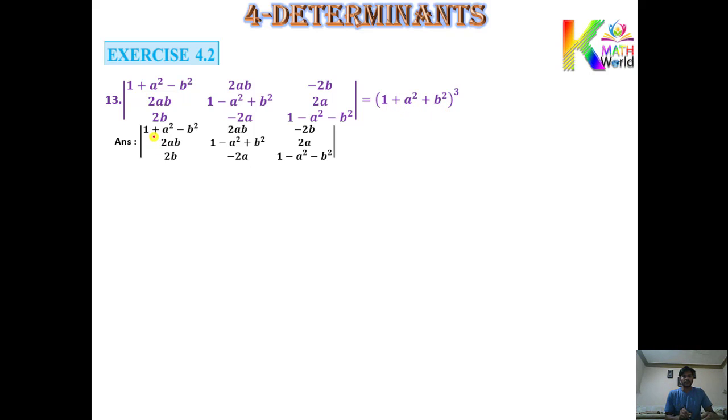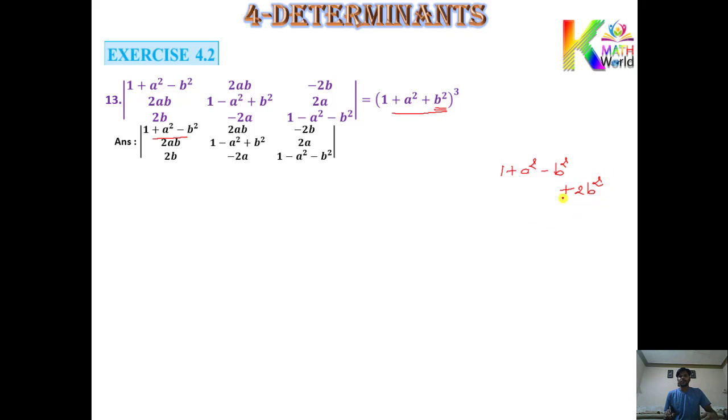If you see the question here, you have 1 plus a square minus b square, and you have to set this to 1 plus a square plus b square. So how do you get plus b square? Here minus b square is there. So if you add plus 2b square, then 2b square minus b square will give 1 plus a square plus b square.